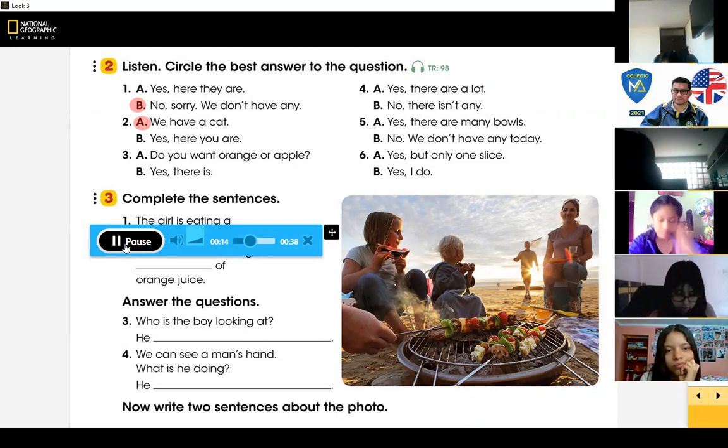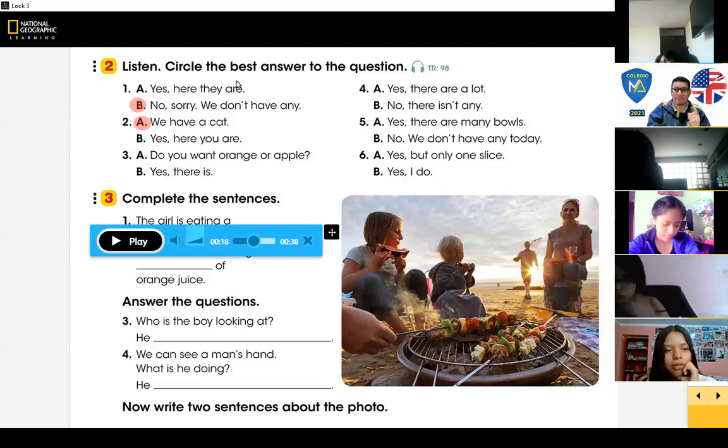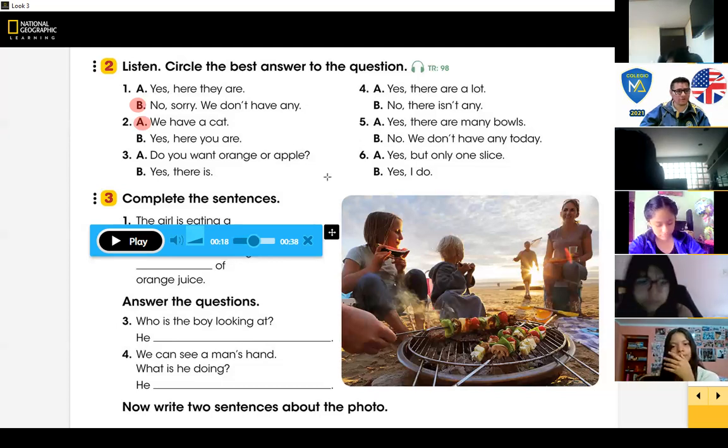Three. Can we have two bottles of juice, please? What's the answer? This is a conversation. Do you have bottles of juice, please? ¿Y qué te responderá? Está hablando en plural, bottles of juice. Do you want orange or apple? Oh, claro. ¿Cómo preguntas? ¿Tienes dos botellas de jugo? Do you want orange or apple? ¿Quieres orange or the apple? No, it has more sense.